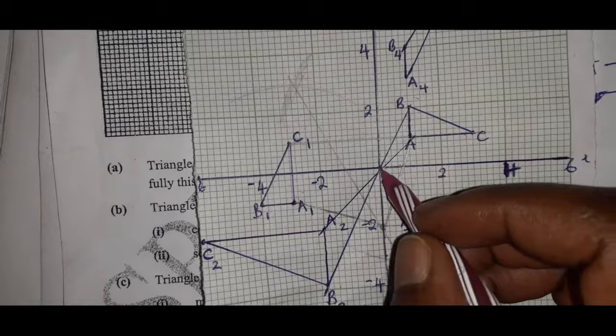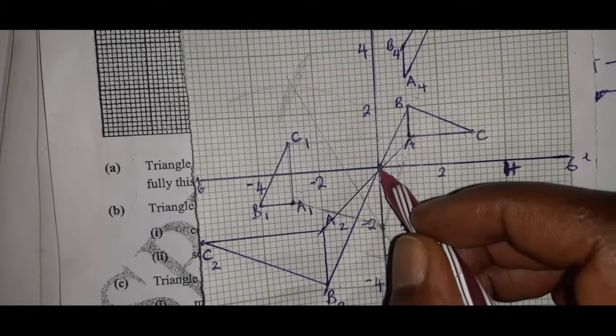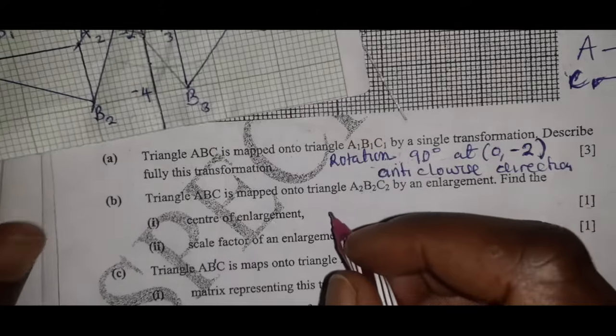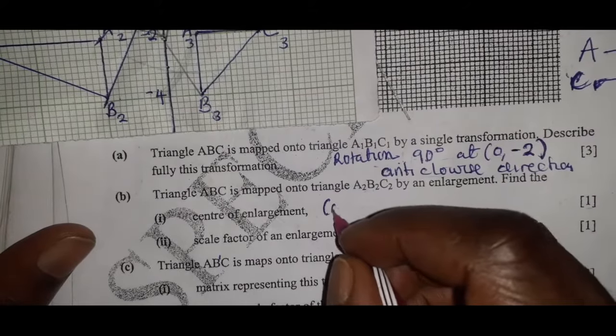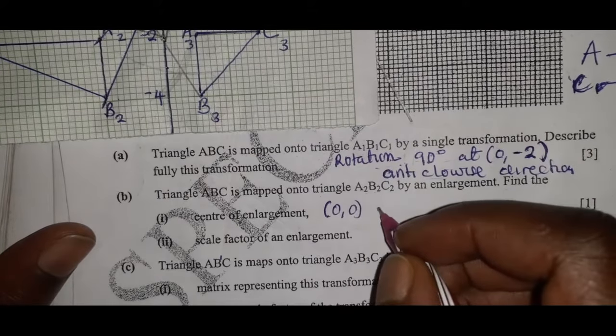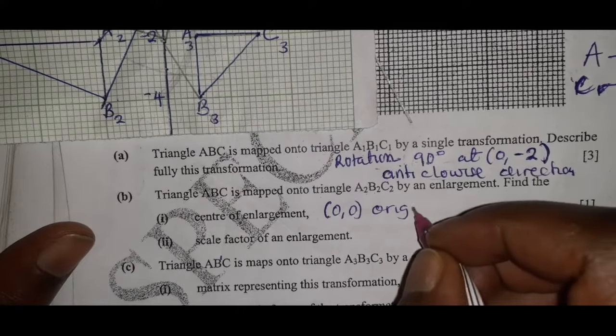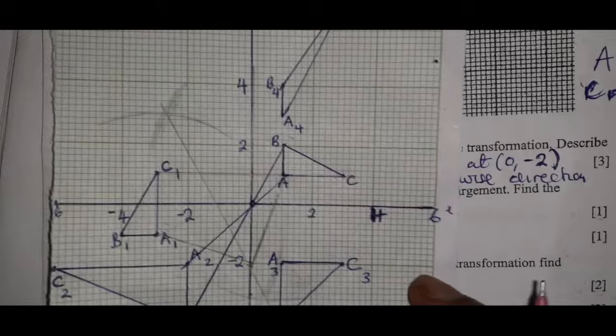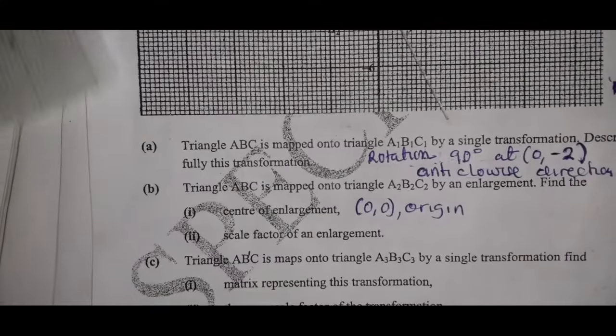So this point where they have intersected, this is the center of enlargement. So the center of enlargement is 0, 0, or the origin. It's the same thing. That's the center of enlargement.